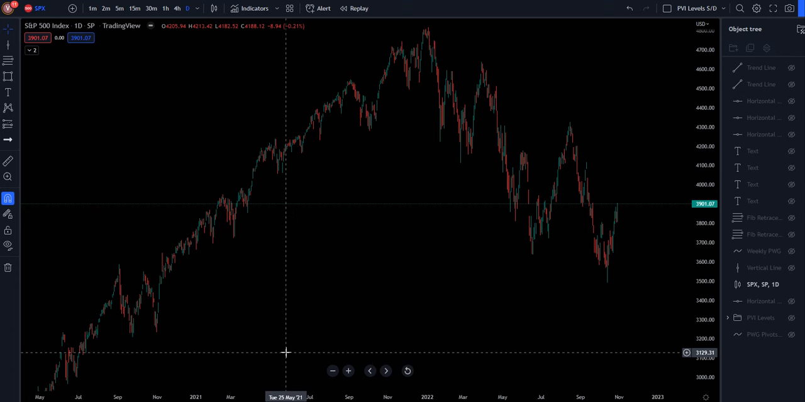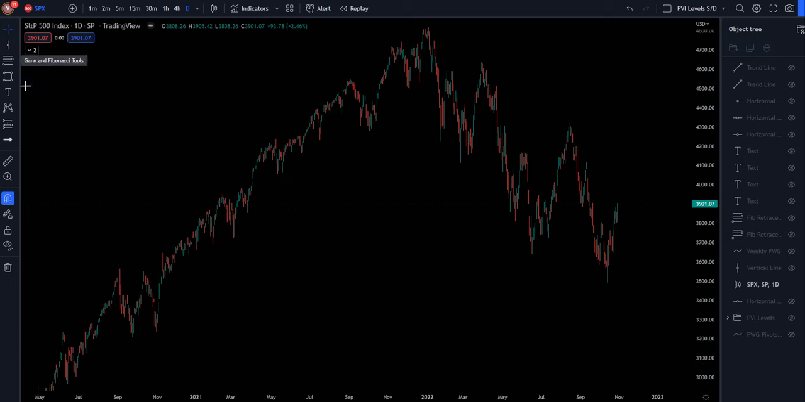Wanted to go through and show you how I build an SPX chart for the upcoming week. You can see the chart is a daily chart, SPX, completely empty. I do have some levels in here. I've already drawn them. I'm just going to highlight them as I talk through it.